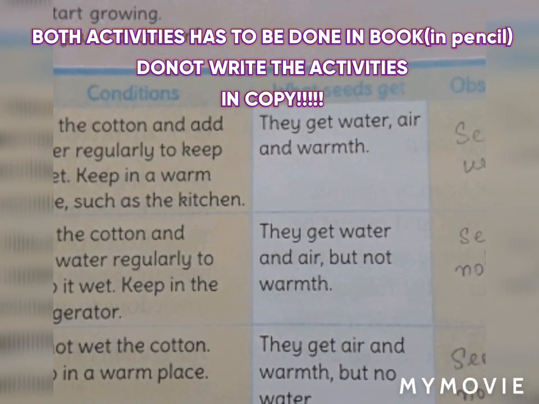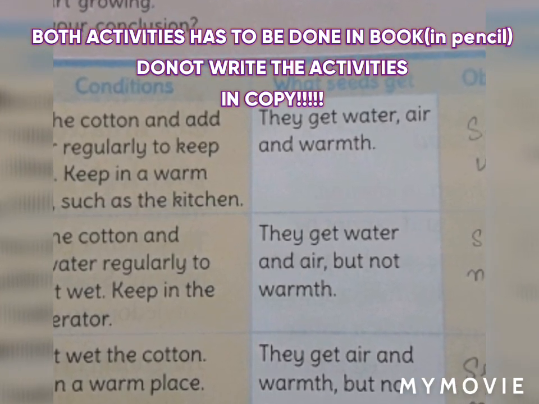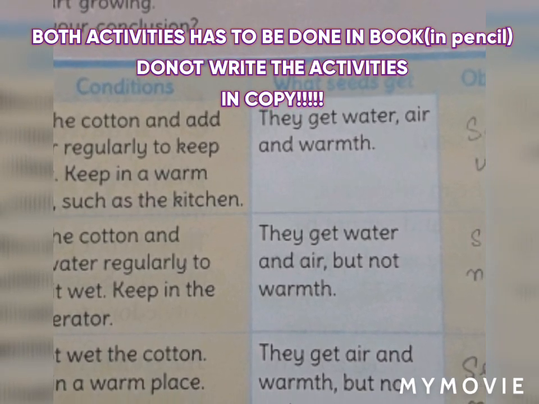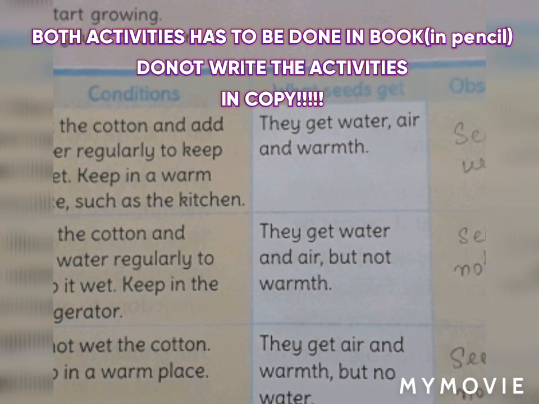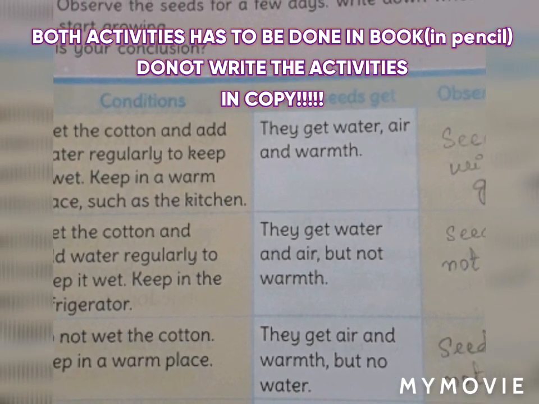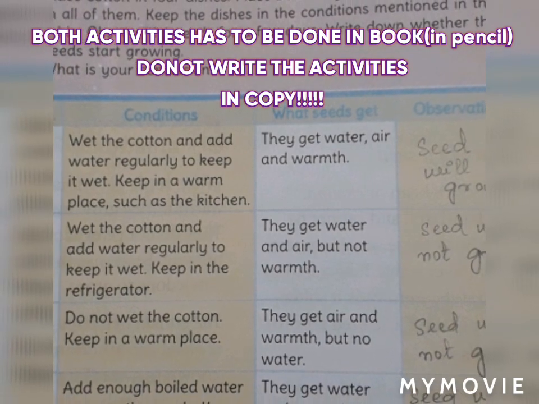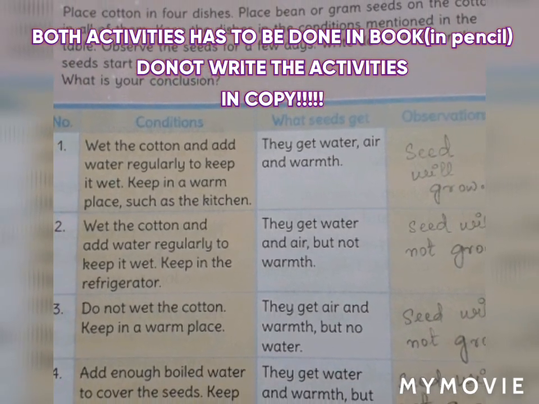Page number 34. The next activity: place cotton in 4 dishes. Place bean or gram seeds on the cotton in all of them. Keep the dishes in the conditions mentioned in the table. Observe the seeds for a few days. Write down whether the seed starts growing.